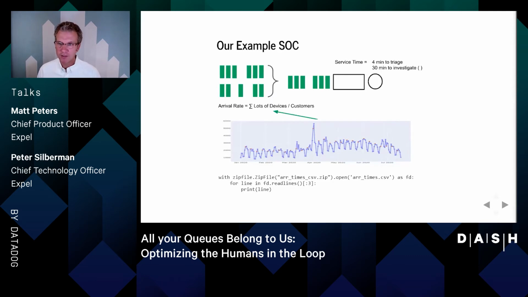We've provided all of this data to you. It's available in this arrival time CSV. So if you want to take a look at it and try your own modeling, you can. So taking a look at how we built the historical distribution.